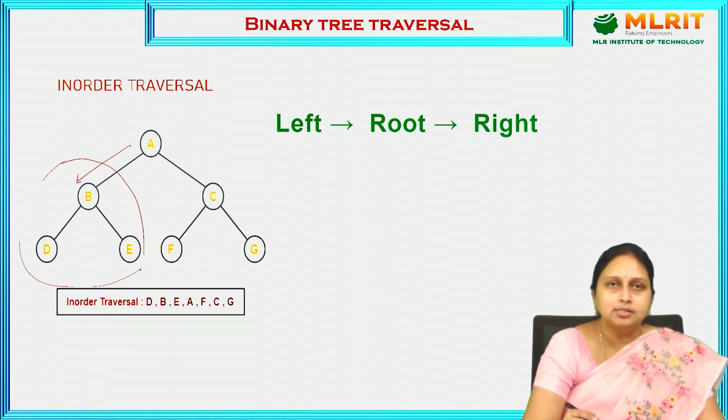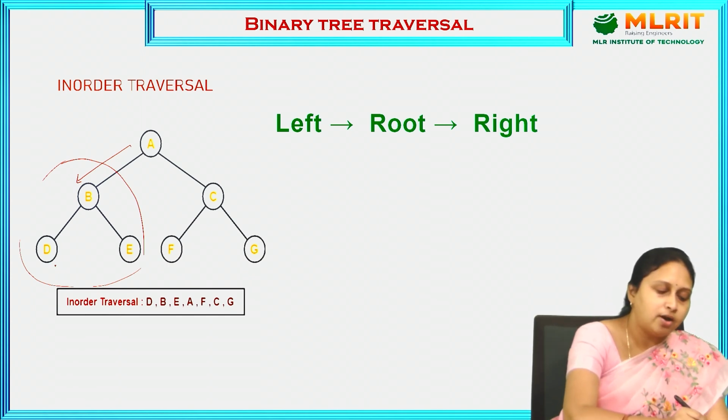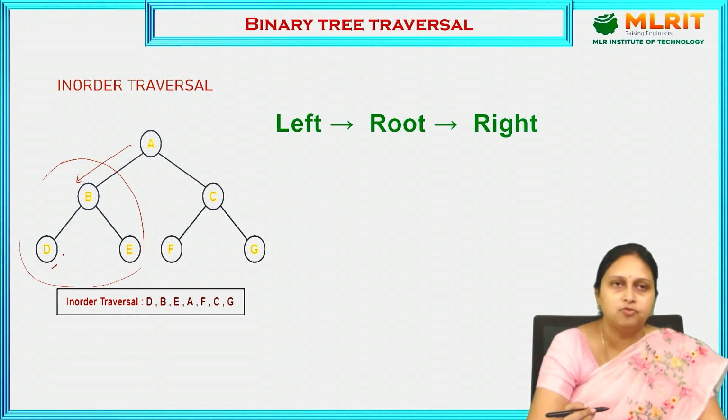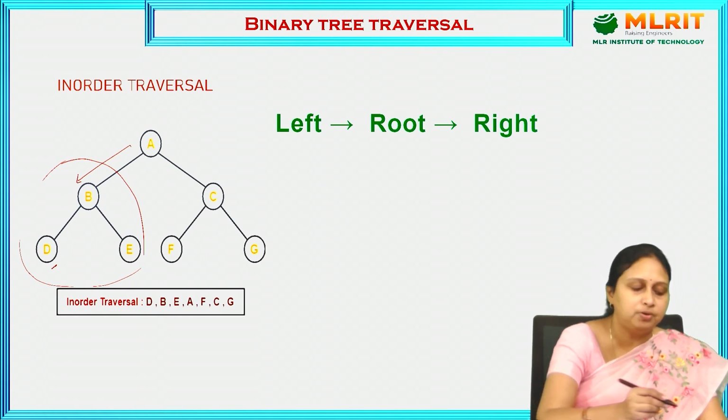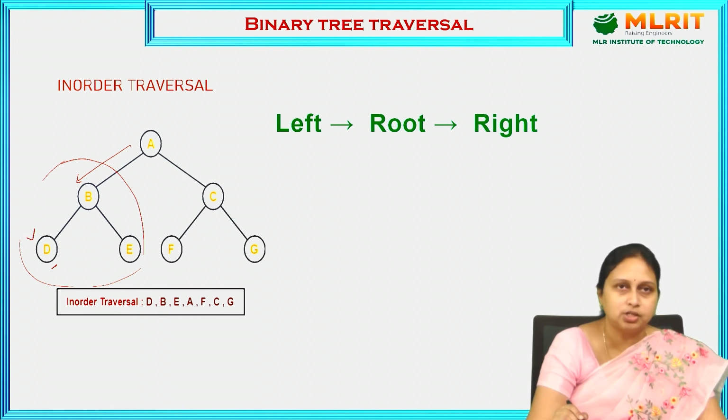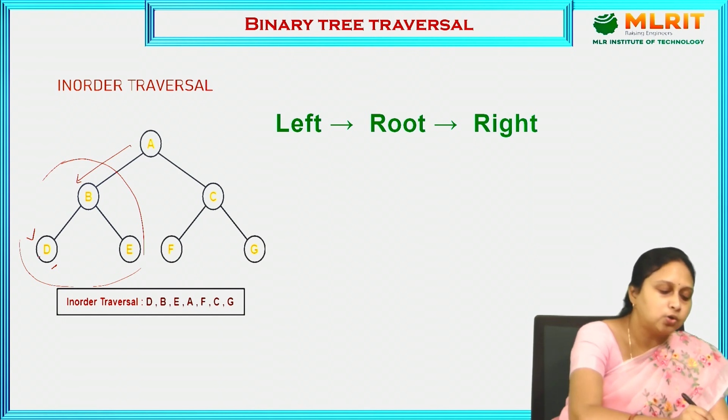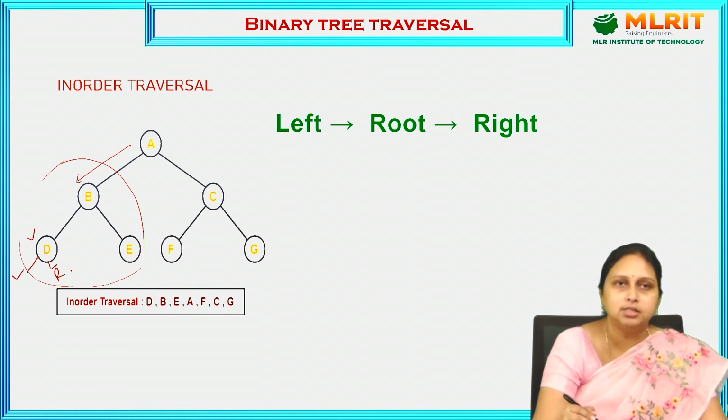And in this, again, we need to check for B whether we have any left subtree or not. Here we have one node, but it doesn't have any children. We have only one node. That should be visited first. B has to be visited first. Why? Because it doesn't have any children. Left and right children are not there. So we are going to visit the root node.